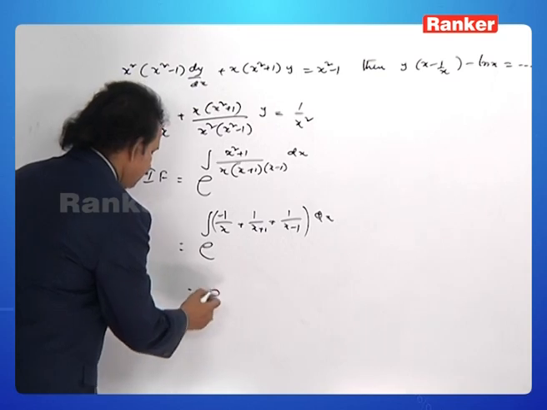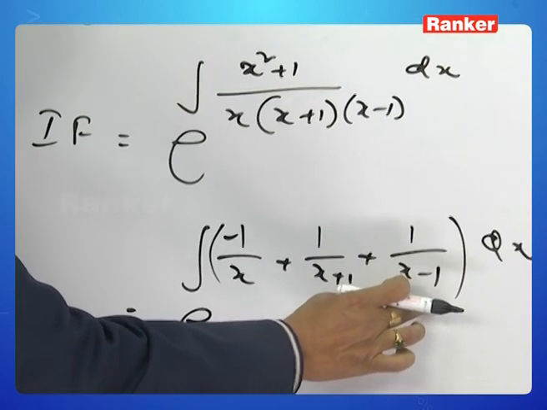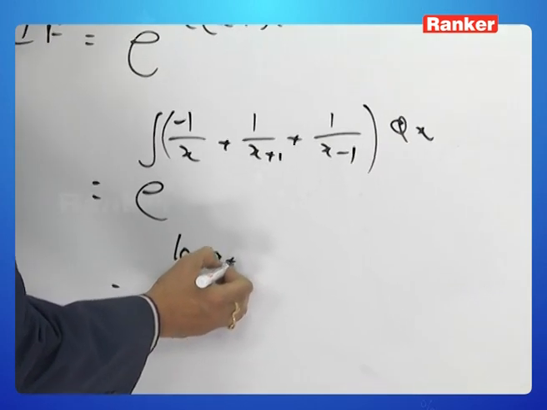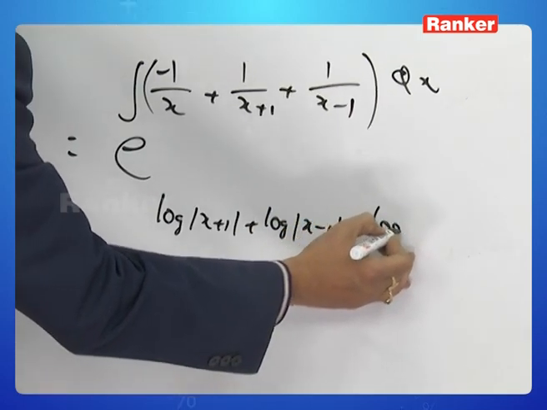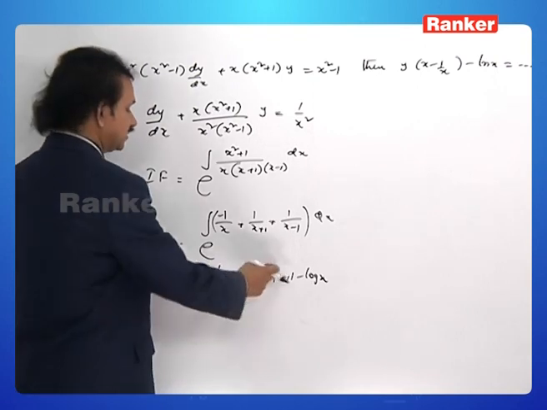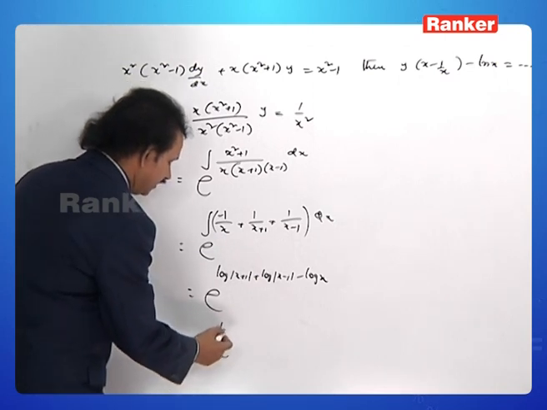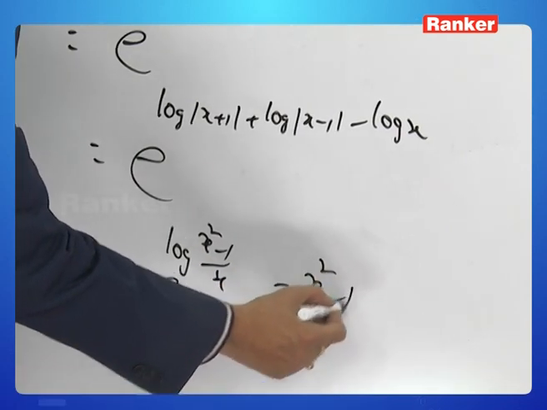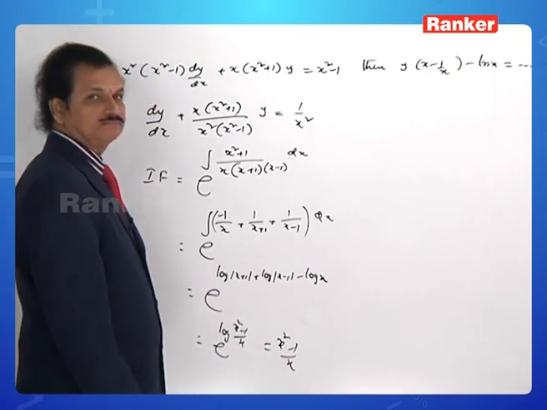Well, therefore this is e power, for this is log mod x plus 1, for this is log mod x minus 1, for this is minus log mod x. So it is log x plus 1 plus log x minus 1 minus log x. Log m plus log n is log mn, that is log x square minus 1, and that is minus log x. All together this is e power log x square minus 1 by x, and at last you will be having x square minus 1 by x as the integrating factor, isn't it?